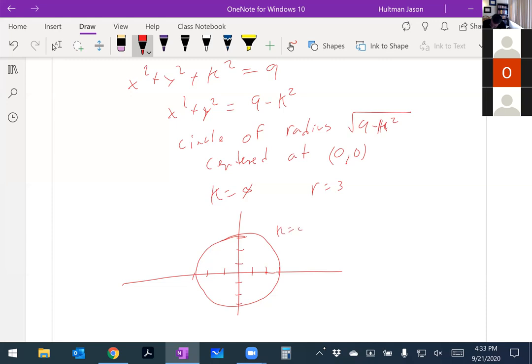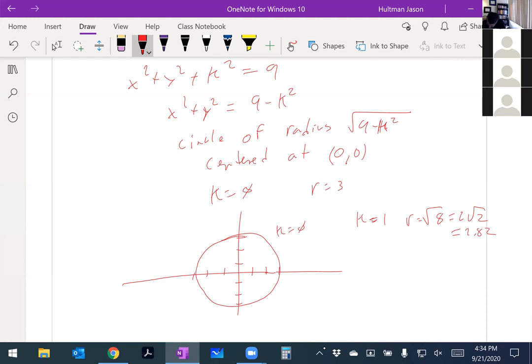Okay, so this is k equals 0. What else can we do here? What happens when k is equal to 1? Then we get radical 8. R is equal to radical 8, which is 2 radical 2, right? So what is that? That's 2.82, basically. Yeah, I think that's right.